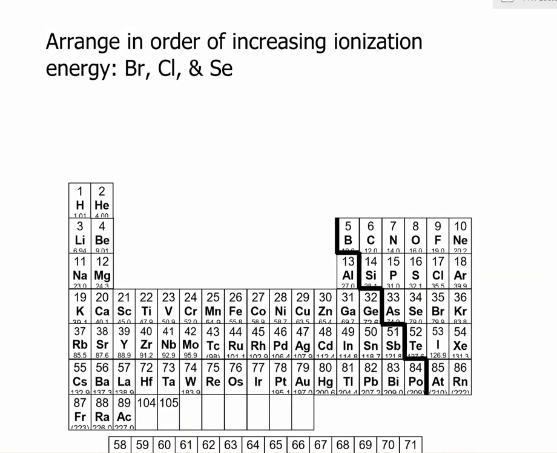Our next trend is ionization energy. Let's find these on here. Okay, and then let's think about our trends. Ionization energy is the energy required to pull off an electron, and that's an easy way to think about it.